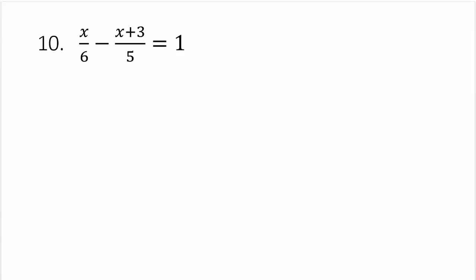When we have fractional equations like this, we normally want to clear the fraction. And that means to multiply every term by the LCD of all the fractions. So the LCD here is 30. So I want to multiply everything by 30. So I'll have 30 times x over 6 minus 30 times, again, (x plus 3) over 5 equals 30 times 1. Don't forget to multiply the whole numbers also. Everything gets multiplied by 30.